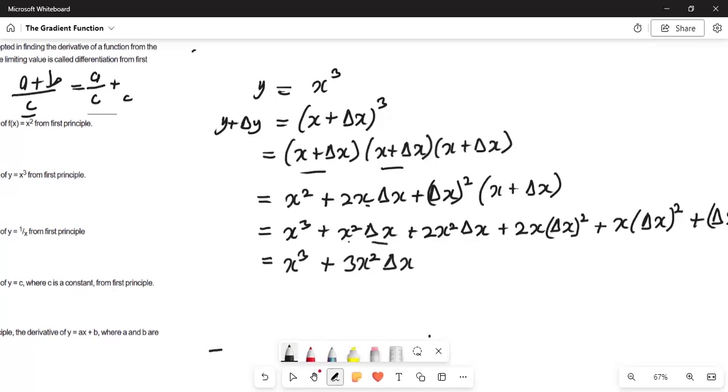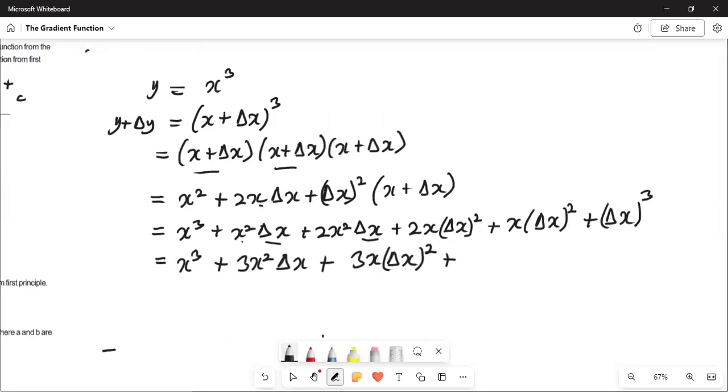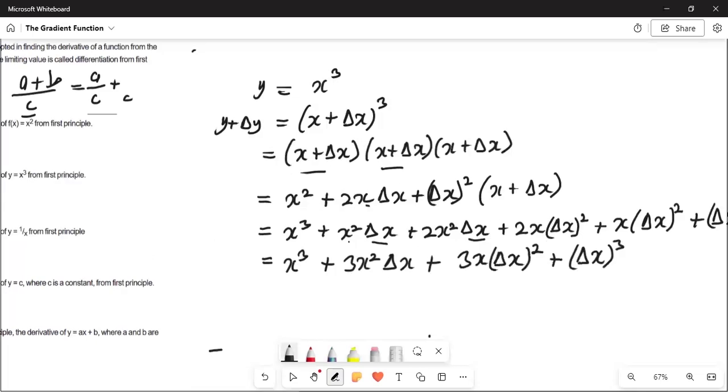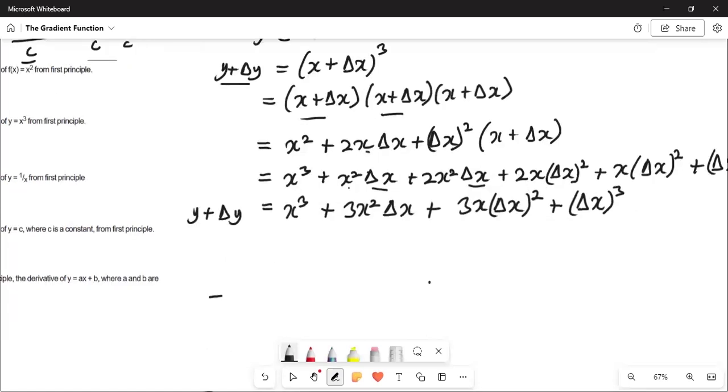Then, again, this and this can be added because this is 2x, this is 1x. This is Δx², this is also Δx², so we can add them together. And 2x plus x is 3x. So that is 3xΔx². And plus the last one, which is Δx³. Okay, so that is y + Δy, which gives us this expansion now. And what will be Δy?